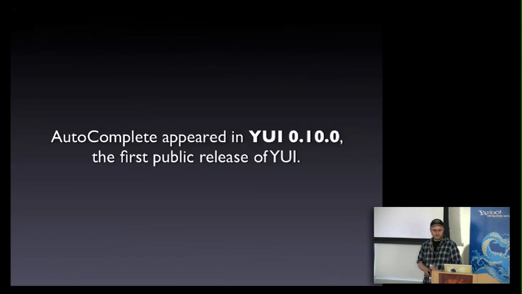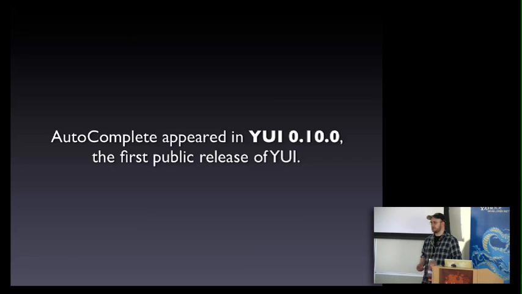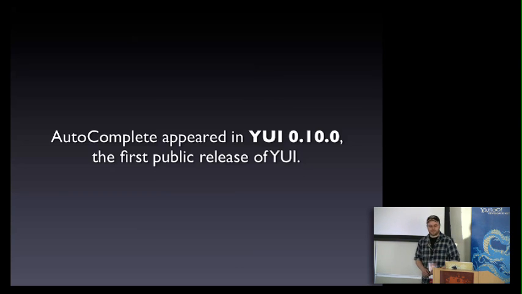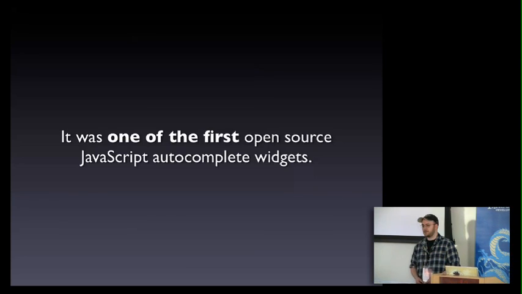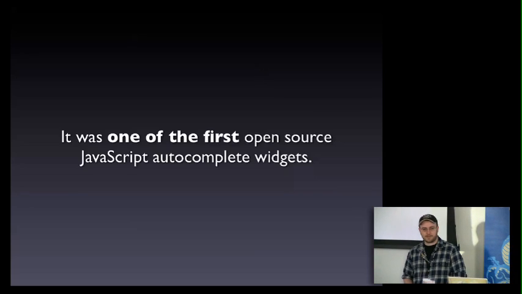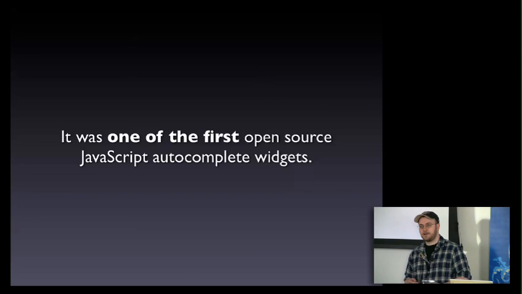Autocomplete first appeared in the very first public release of YUI. So YUI went out the door with an autocomplete widget. And not only was it one of the first YUI widgets, it was one of the first open source JavaScript autocomplete widgets on the web. It kind of pioneered a lot of the APIs, the interaction patterns, some of the things that you take for granted now.